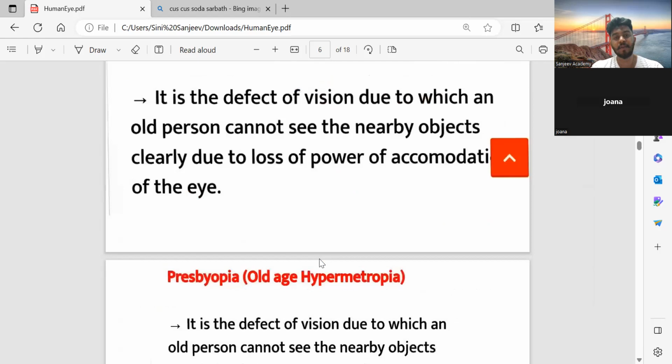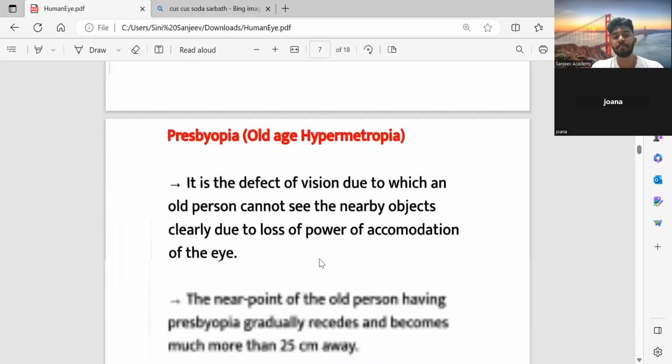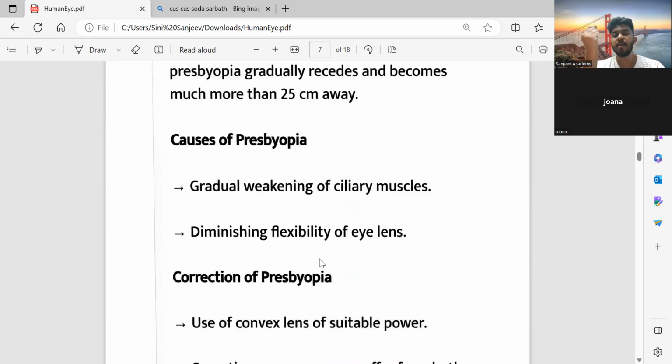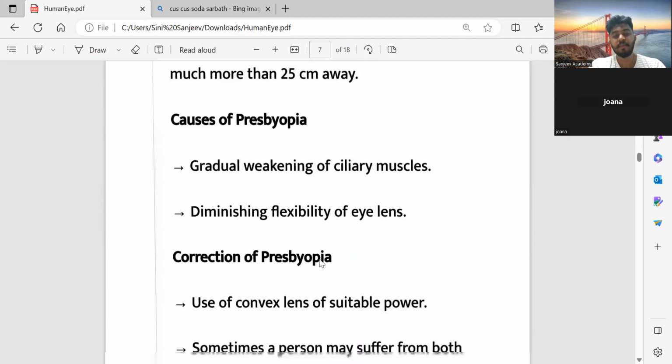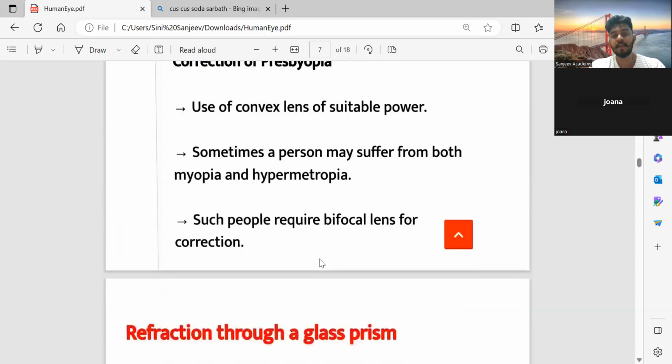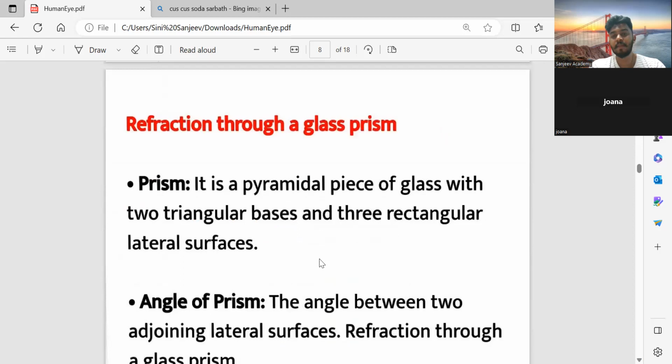Presbyopia. That is one more thing. It mainly happens in old persons. They can't see nearby objects due to loss of power of accommodation of the eye. This is due to the weakening of the muscles in the eye and the eye lens. Our eye lens loses its flexibility. So we again use a convex lens. These things they can twist and ask. For those people, we use a bifocal lens for correction. So that's it for the session.